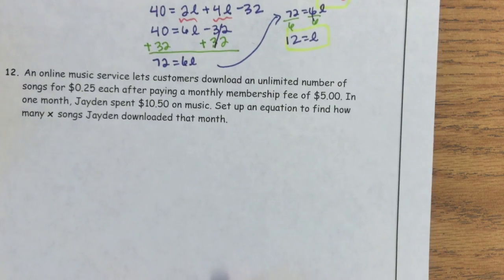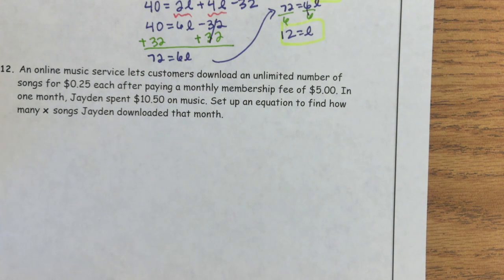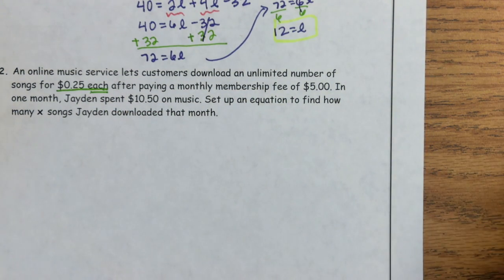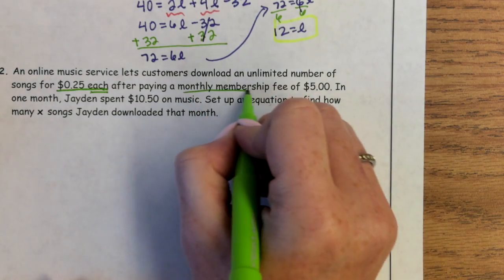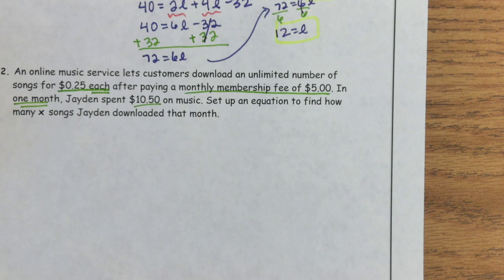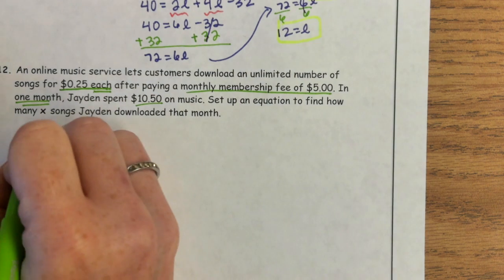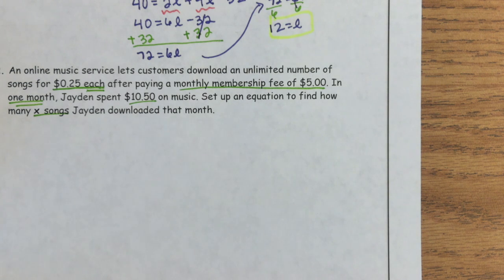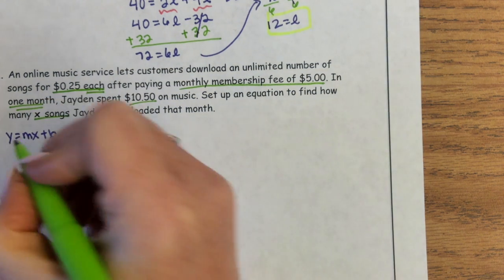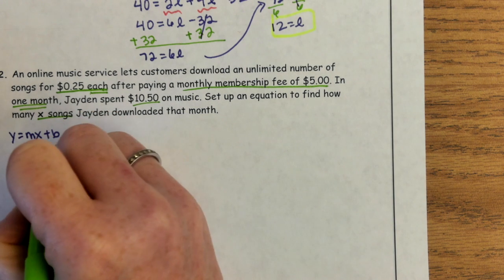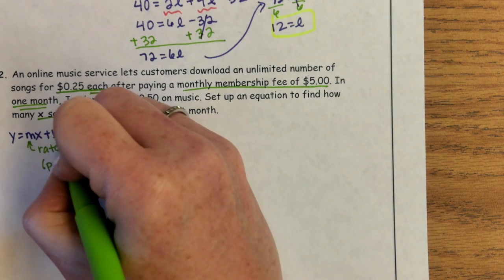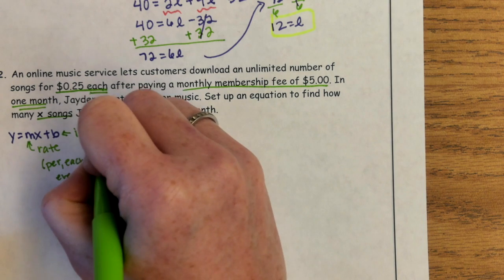Okay, next problem. An online music service lets customers download an unlimited number of songs for 25 cents each. Each is an important word. It's a multiplication word. After paying a monthly membership fee of $5, in 1 month, Jaden spent $10.50 on music. Set up an equation to find how many songs, x, Jaden downloaded for that month. Hopefully you remember our y equals mx plus b and how that helps us set up equations, because M is a rate, frequently with the words per, each, and every, because they're multiplied. And b is our y-intercept, or what we call the initial value.